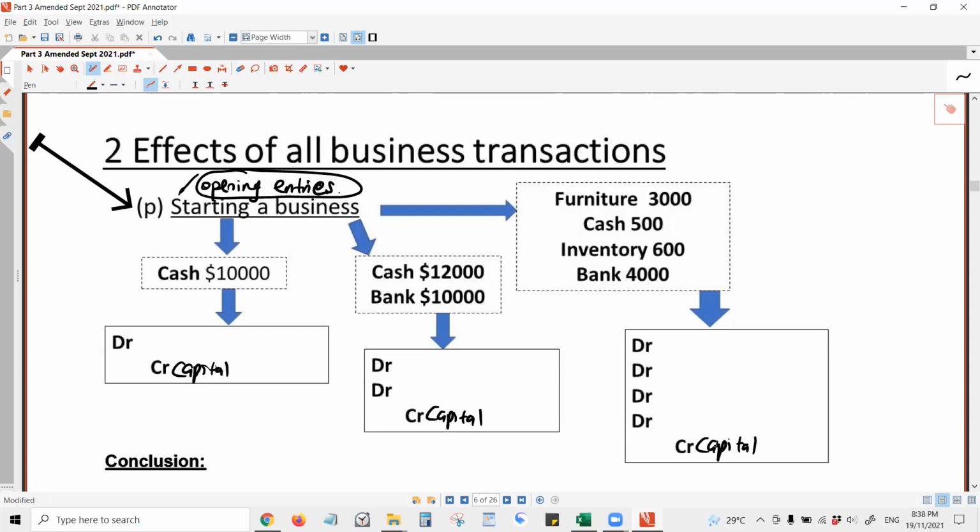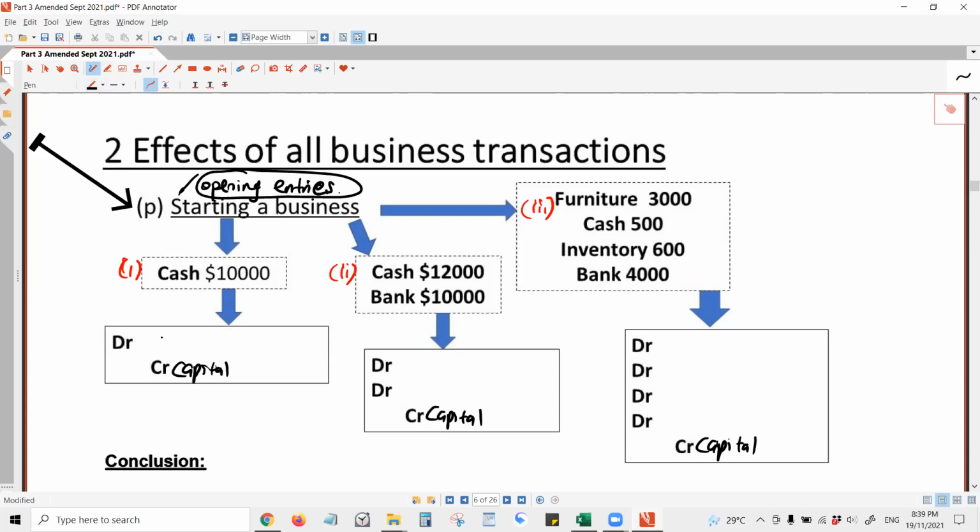I have given you three situations here. First situation is simple. I call it P1. This is P2, this is P3. So for the P1 transaction, we put just cash into the business. Of course you can put anything, it's up to you. You are the business owner, right? But every business is different, so there are so many possibilities of what things to put into the business. Therefore, I only have three examples here.